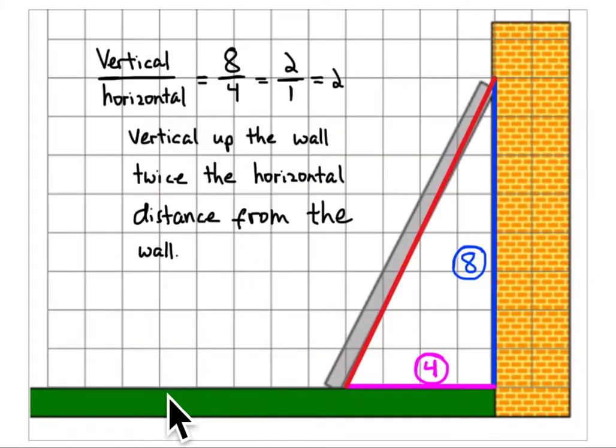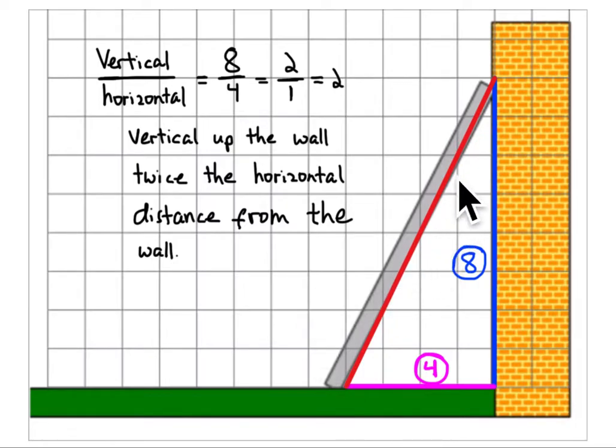All right, so let's get some numbers. For this ladder, the vertical distance is 8 units. So it's going 8 units up the wall compared to 4 units away from the wall. So how do we say that? How do we use that number to tell people, to show people how the ladder is placed? Well, for every 2 units that you place the ladder up the wall, you have to move it 1 unit away from the wall. So this is 2 units, 4 units, 6 units, 8 units. So this is going to be 1 unit, 2 units, 3 units, 4 units this way.